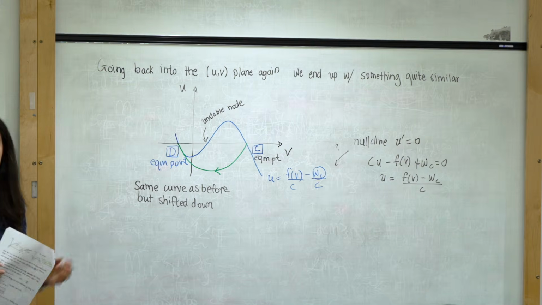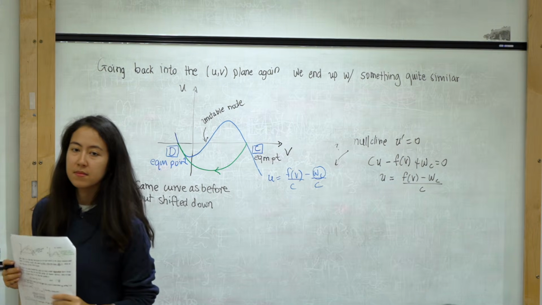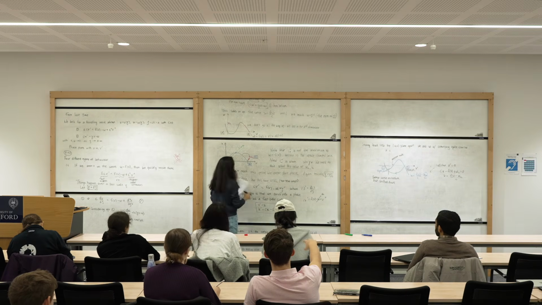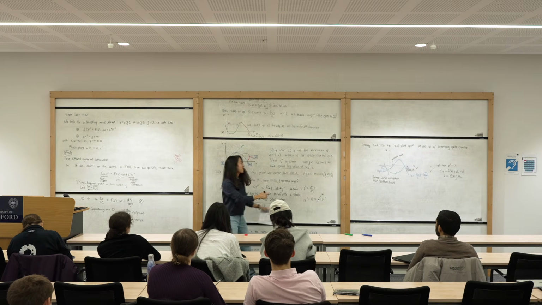How does that work? Because when you have u dash is 0, it must be horizontal. And that green curve doesn't. Okay, perfect. I will make the whole drawing with this now.